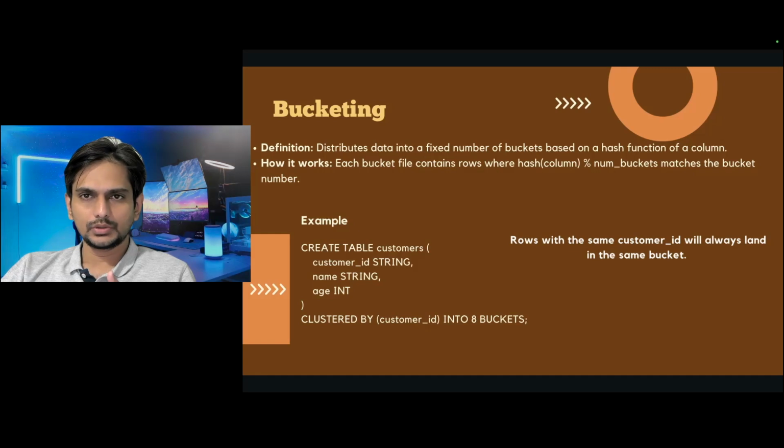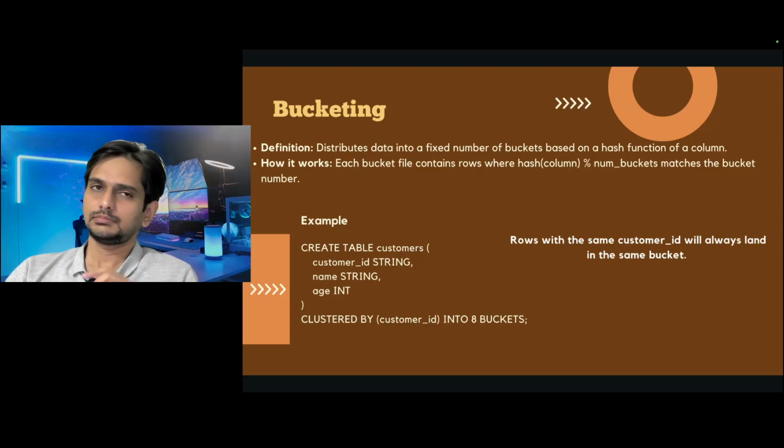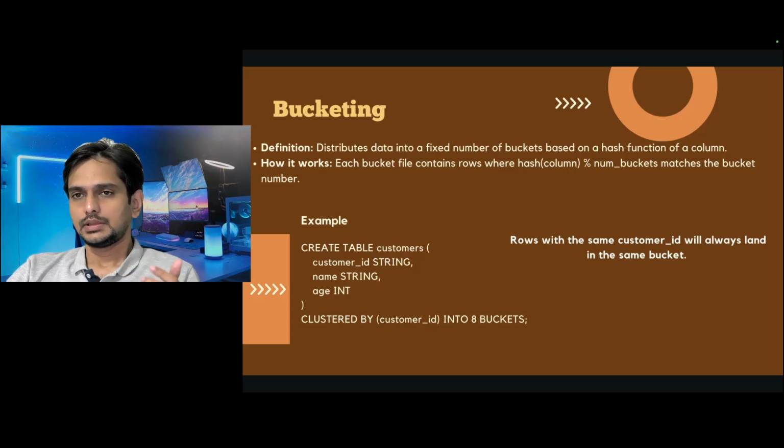And how it works, the important point, is that rows with the same value will always land in the same bucket. This makes it extremely helpful when performing joins, because two tables bucketed on the same key with the same number of buckets can be joined more efficiently, and less data shuffling will take place. Otherwise, if they are in multiple buckets, the data shuffling has to happen. So that is a key important thing here.